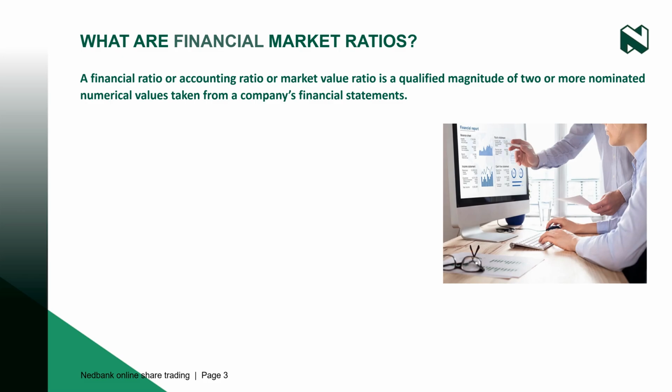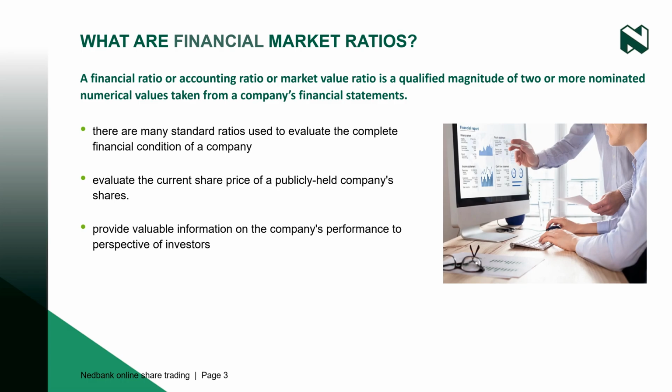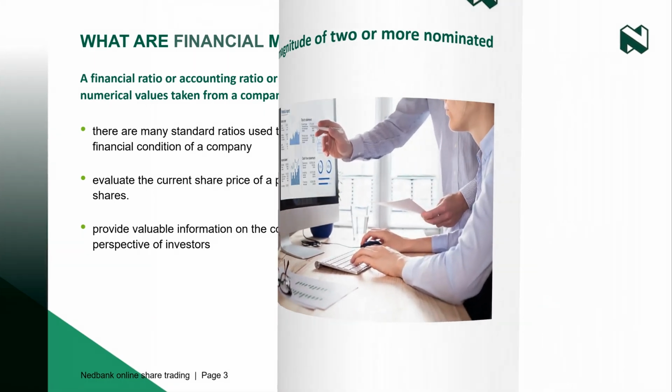We will use the phrase ratios going forward. Frequently used in accounting, there are many standard ratios used to evaluate the complete financial condition of a company or other organization. In other words, ratios are relationships determined from a company's financial information and used for assessment purposes. Ratios can therefore be used to evaluate the current share price of a publicly held company's shares. These ratios are used by current and potential investors to determine whether a company's shares are overpriced or underpriced.